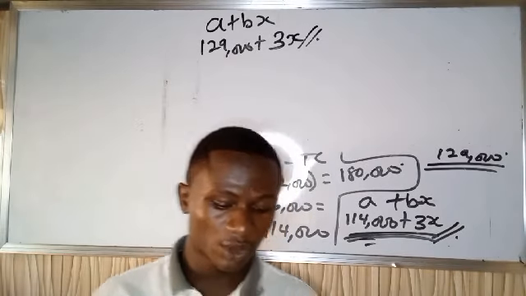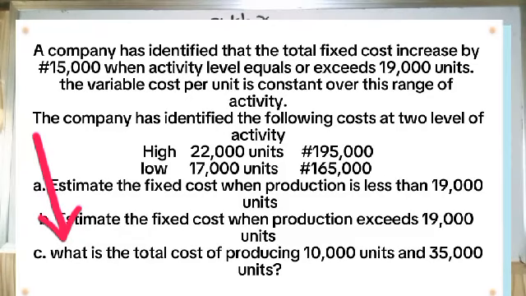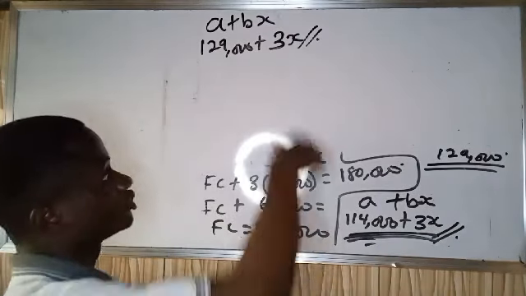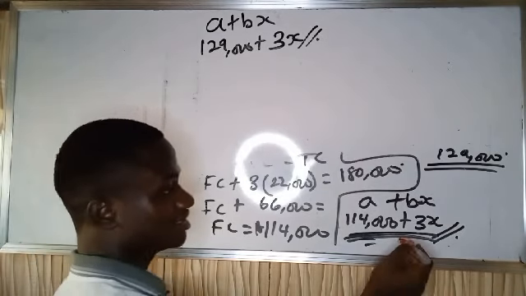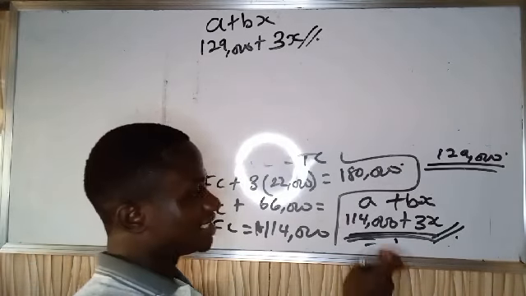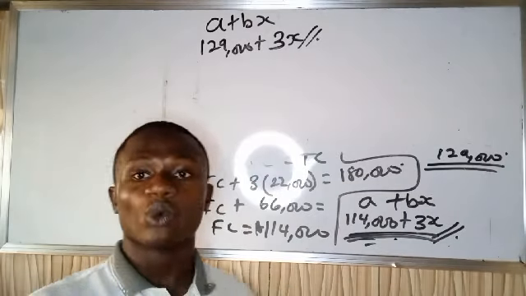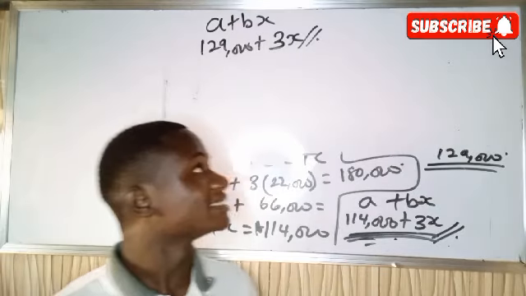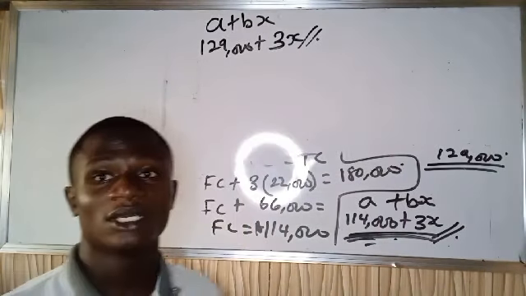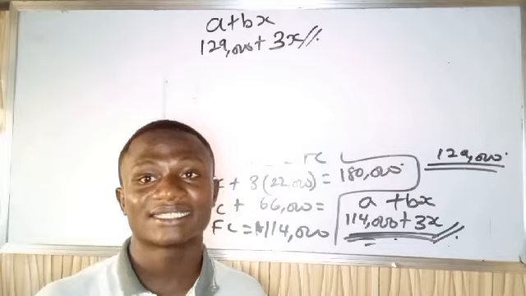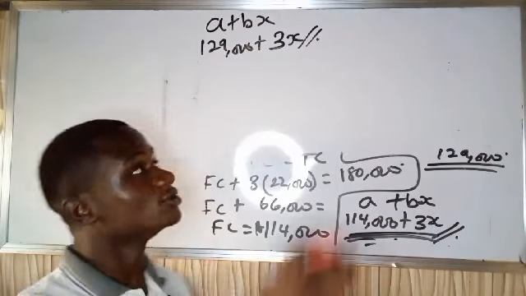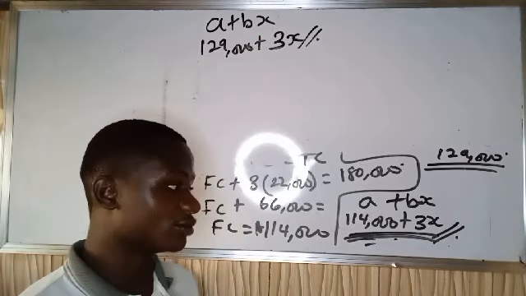And for the last requirement, we were told to find the total cost of producing 10,000 units and the total cost of producing 35,000 units. Of course, for the total cost of producing 10,000 units, which of these two are you going to use? You will accept with me that it is this one I'm going to be using. Why? Because this is the total cost function when production is less than 19,000 units, and of course, 10,000 is less than 19,000 units. And for the second one, 35,000, this is what I'm going to be using, because when production is higher than 19,000, this is the cost function.